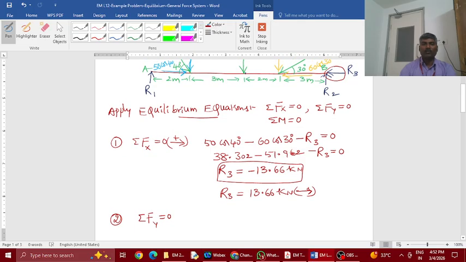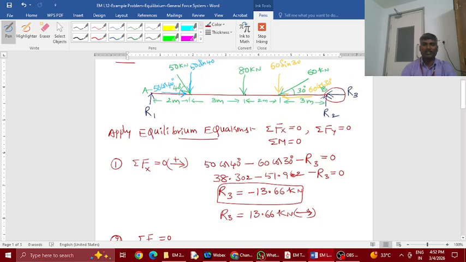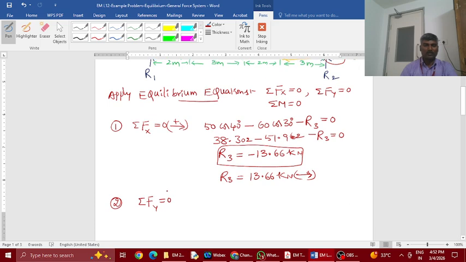Just look for y forces here. So the components of 50 and 80 and the component of 60. These three are vertically applied forces, and R1, R2 are the reactions. So total 5 forces are in the vertical direction. So I'll try to write them.